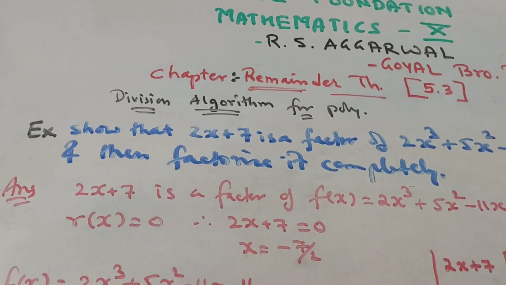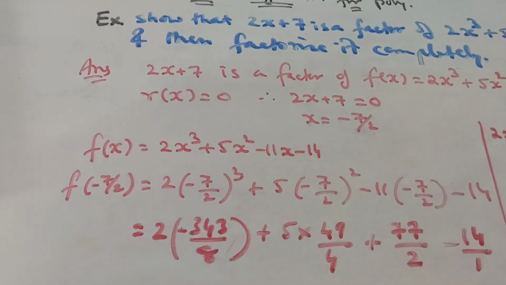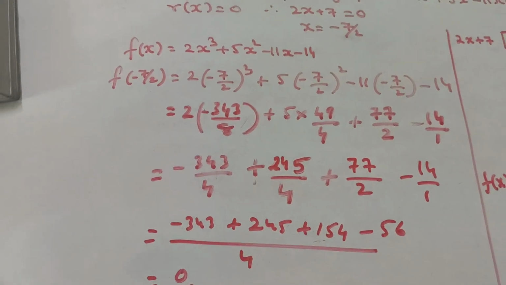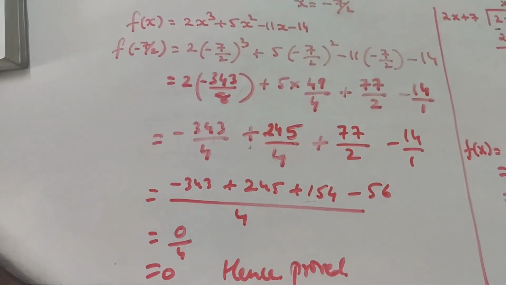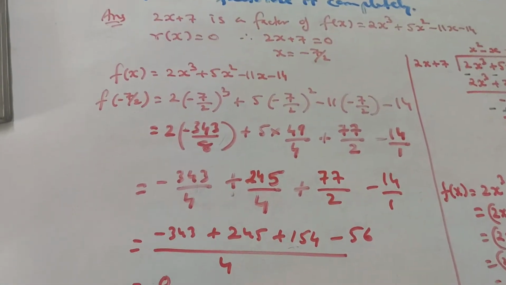If 2x plus 7 is a factor of the given polynomial, then the remainder R(x) is equal to 0. So 2x plus 7 is equal to 0, x equal to minus 7 upon 2. Now placing the value of x as minus 7 upon 2 and simplifying it, we get 0 upon 4, which is 0. Hence proved that 2x plus 7 is a factor.